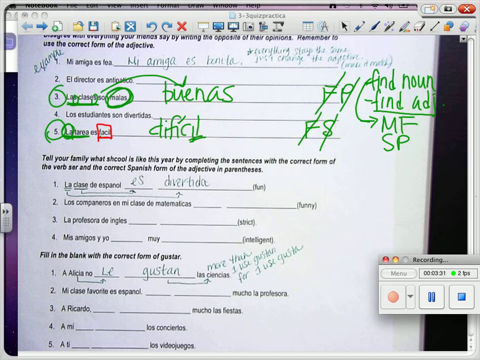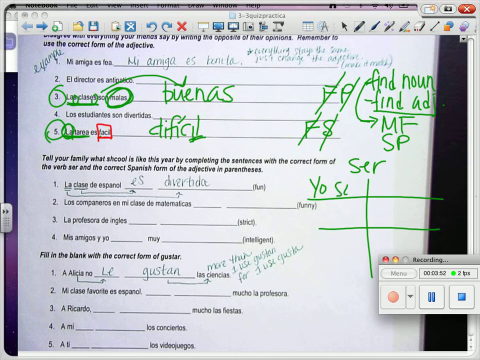Tell your family what school is like this year by completing the sentences with the correct form of the verb ser and the correct Spanish form of the adjective in parentheses. For your quiz, you will not have to do the adjective part. You will only have to put the correct form of ser. So what I need is a ser chart. I'm going to draw my ser chart over here.